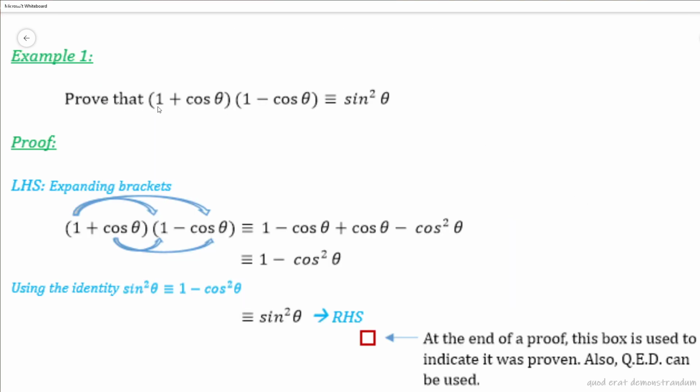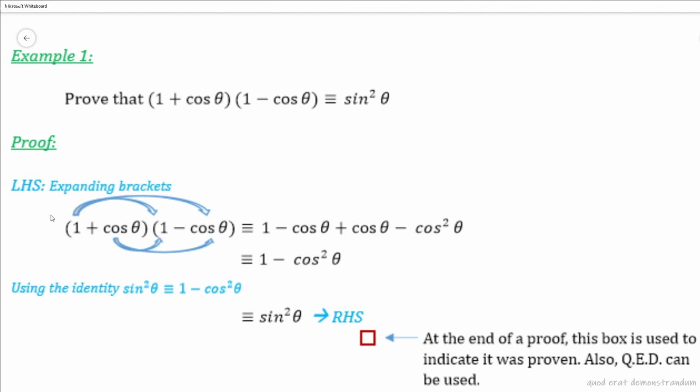Example 1. Prove that (1 plus cos theta)(1 minus cos theta) is identical to sine squared theta. When proving identities, we just need to start off with one side of the identity and express it to give us something that is equivalent to the other side. So we can start with the left hand side or the right hand side, but I have chosen to start with the left hand side of the identity.